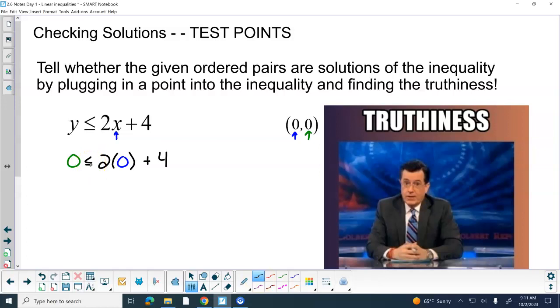Okay? 2 times 0 plus 4, 4. So I get 0 is less than or equal to 4. Is that true or is that false? That's true. So then, yes, the origin is part of the solution.